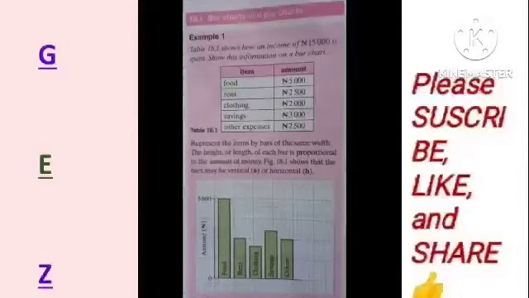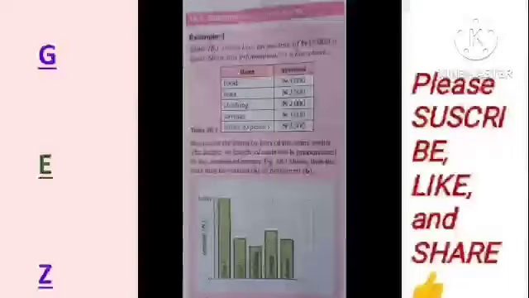Now I will give a first example to illustrate what I'm trying to say. In this case, we have Table 18.1, which shows how an income of 15,000 is spent. Show this information on the bar chart. In this particular question, we have a table, and we have to show the information on the bar chart. You can see in the first column you have food, rent, clothing, savings, and other expenses.